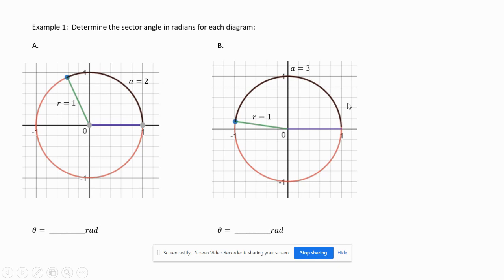Moving along, in this diagram over here, my radius is 1. I'm now going an arc length of 2. That means this angle here is 2 radians. If my radius is 1, and I travel a distance along the edge over here where this is 3, that means this angle is 3 radians.